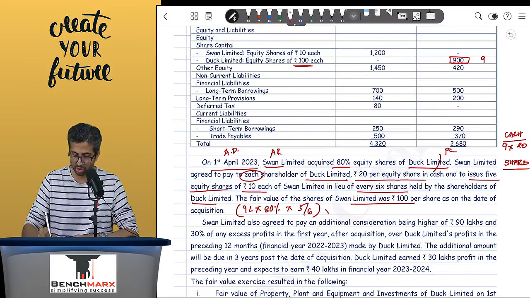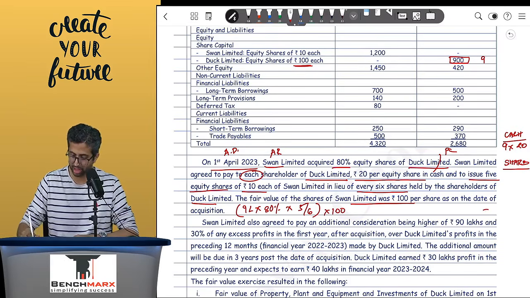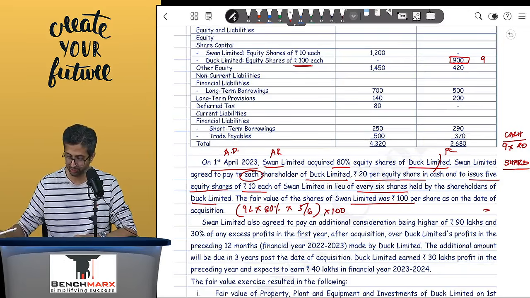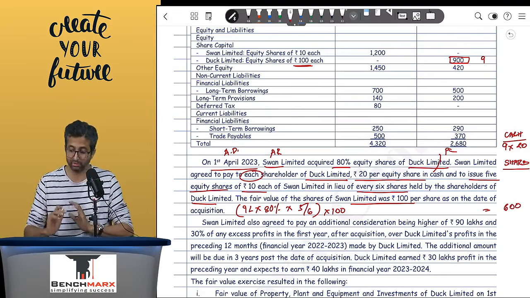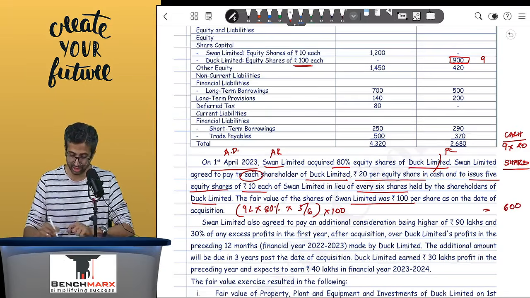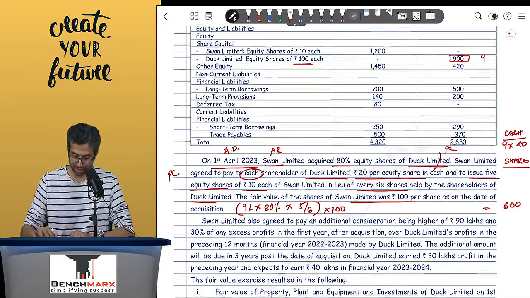Okay, so this is into 100, which is the value of Swan, and hence the value over here will again be 7.2 into 5 by 6 into 100, which comes to 600. So this will be 600 worth of shares, which will very well be a part of PC. So these two are PC items. This entire paragraph is PC.